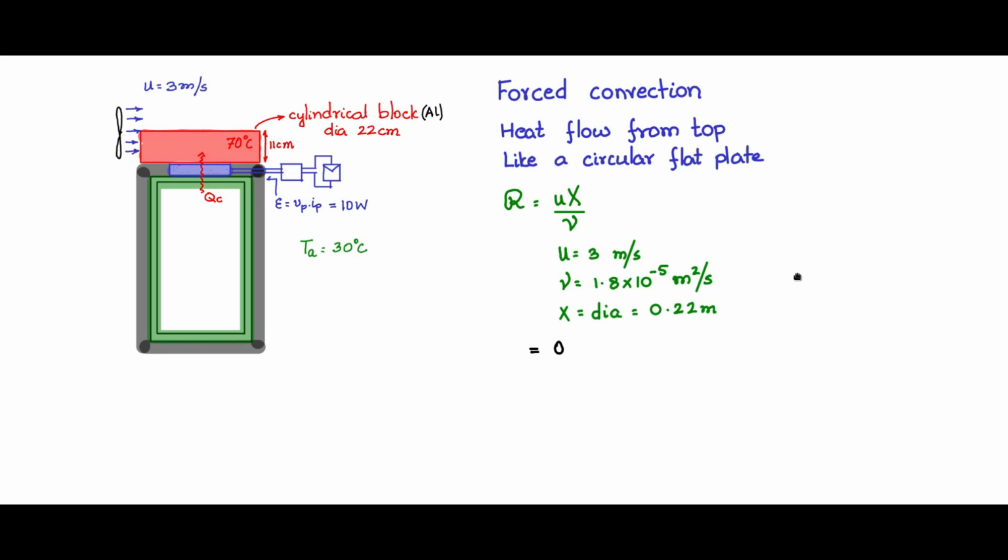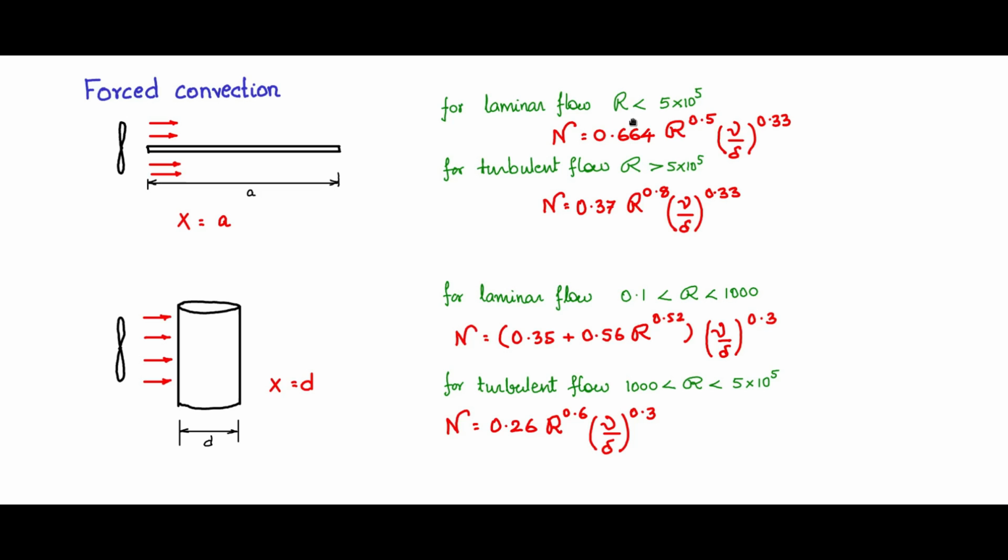Now, knowing all this, substituting, we can find that the Reynolds number is 0.3667 × 10^5. Now this value is less than 5 × 10^5. Again, going back, recall that for laminar flow, Reynolds number is less than 5 × 10^5. We will use this relationship.